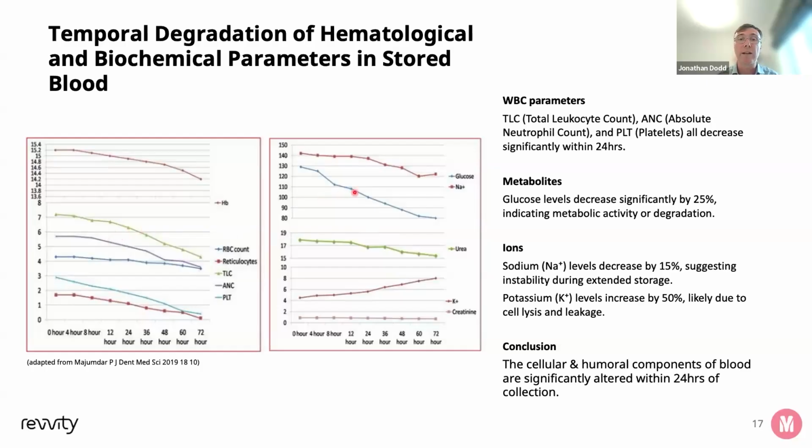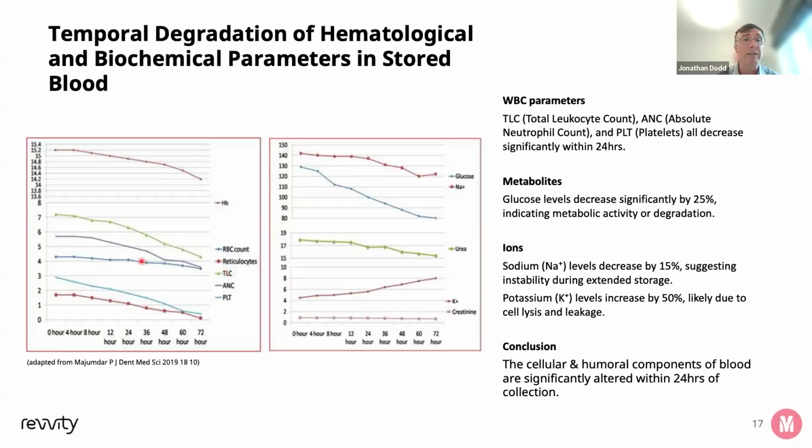Likewise, critical metabolic factors such as glucose begin to deplete very, very quickly as the cells use up the remaining fuel that's present in the sample. And ions such as sodium and potassium begin to change, such that by 24 hours, glucose levels have decreased very significantly by about 25%, indicating significant metabolic activity and degradation. Sodium levels have decreased by up to 15%. Potassium levels changed dramatically by up to 50%, indicating cellular lysis and leakage.